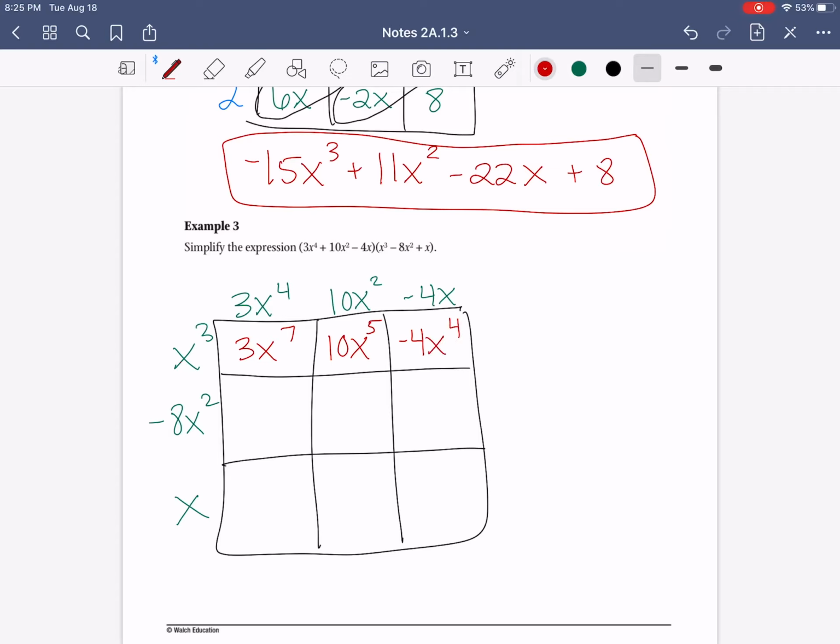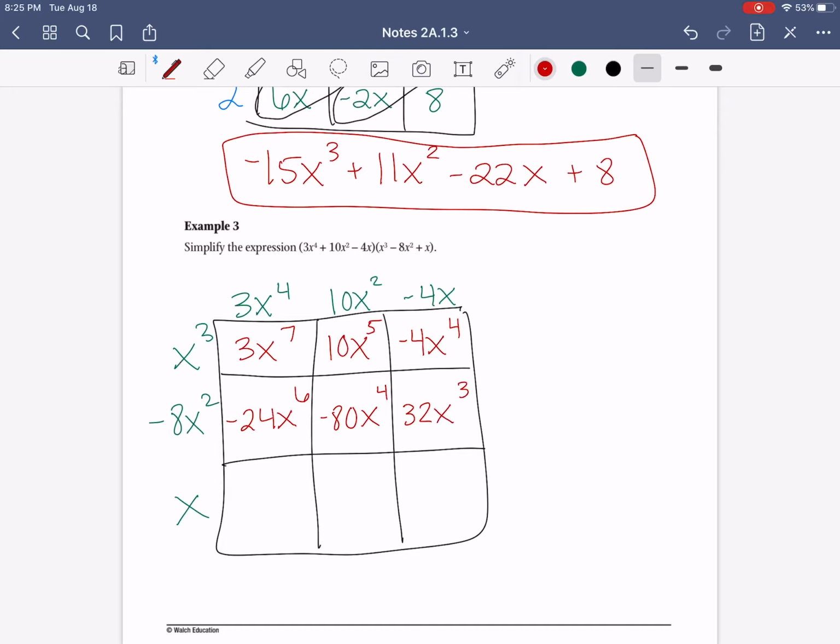Keep filling them out. So 3x to the fourth times negative 8x squared. 3 times negative 8 is negative 24. X to the fourth times x squared. You add them, get x to the sixth. 10x squared times negative 8x squared. You multiply 10 times negative 8, you get negative 80. X squared times x squared, add and get x to the fourth. Negative 8x squared times negative 4x. Negative 4 times negative 8, they're both negative, so when you multiply them, you get a positive 32. X squared times x becomes x cubed.